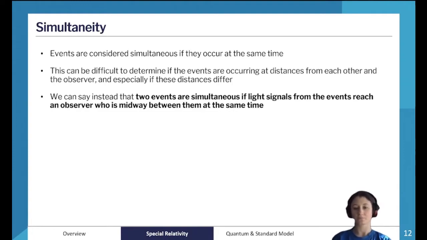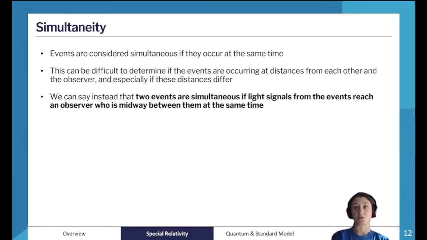So, events are considered simultaneous if they occur at the same time. Right, that makes sense. That's basically what the definition of simultaneous is. However, when we're getting into more of a special relativity context, this can be a little bit more difficult to determine. So firstly, if two events are occurring at distances from each other and the observer, and especially if those distances are different, it's a little bit hard to determine. So the definition that you need to memorize for simultaneity is on that third dot point.